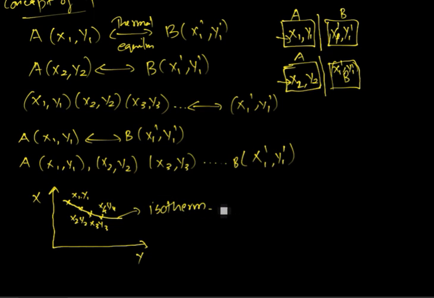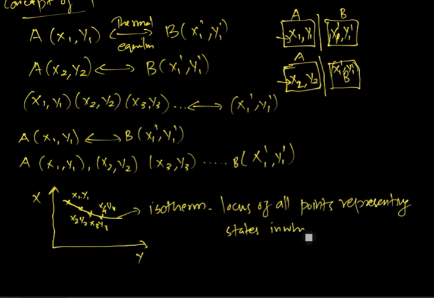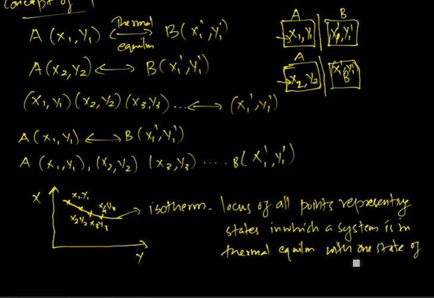So an isotherm is the locus of all points representing states in which a system is in thermal equilibrium with one state of another system.